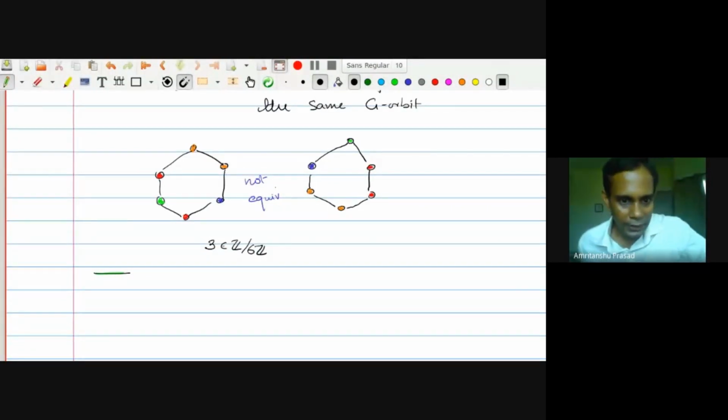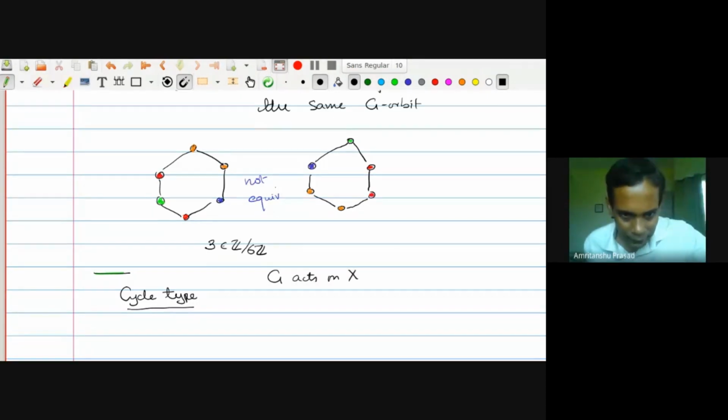Okay, so now we need one notion from permutations, which is the cycle type. So I have this group G acting on X. So X is a G-set, and I have an element g in G. I want to say what is the cycle type of g.